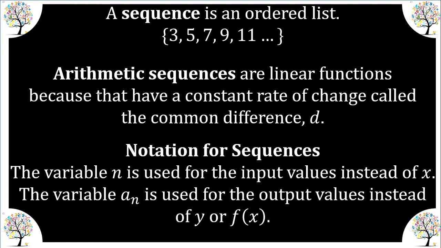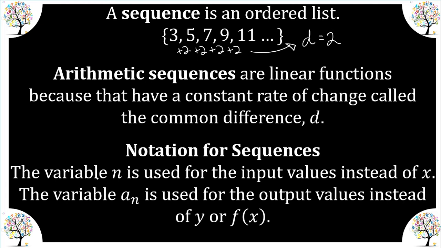But with an arithmetic sequence, we don't call it a constant rate of change, and we don't use the variable m for slope. We call it the common difference. So you can see from 3 to 5, we are increasing by 2. From 3 to 5, we add 2, 5 to 7, we're adding 2, 7 to 9, we're adding 2, 9 to 11 is plus 2. So this 2 is our common difference. It is like slope if we were talking about a linear function.